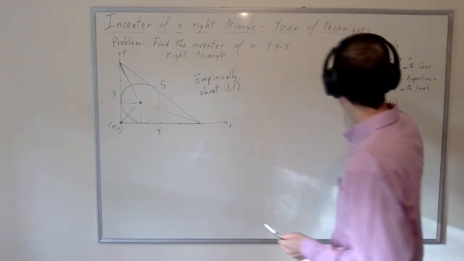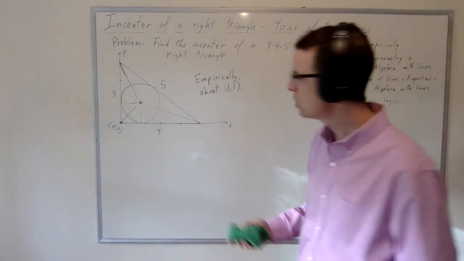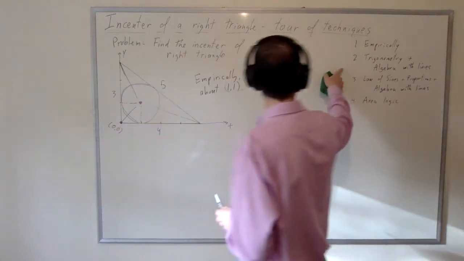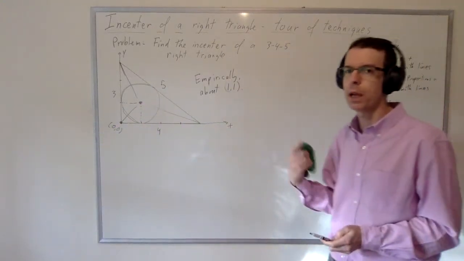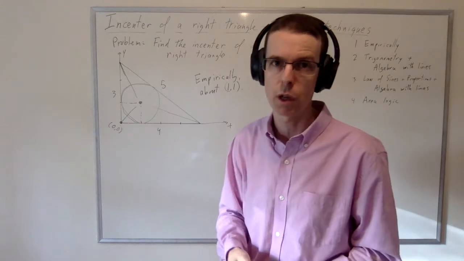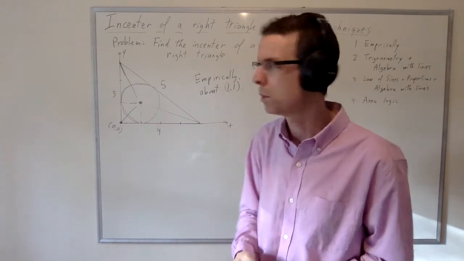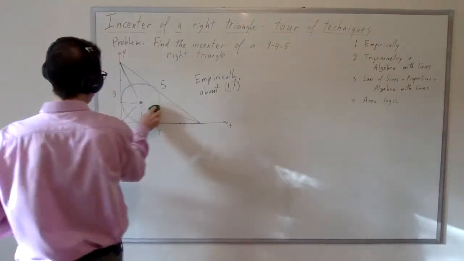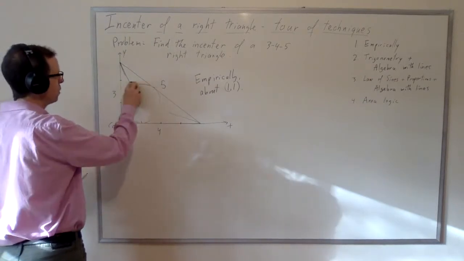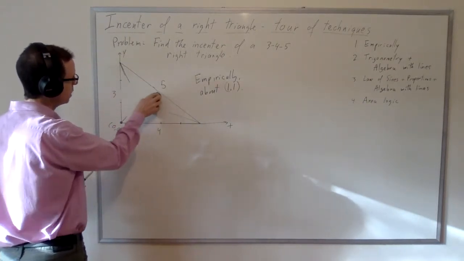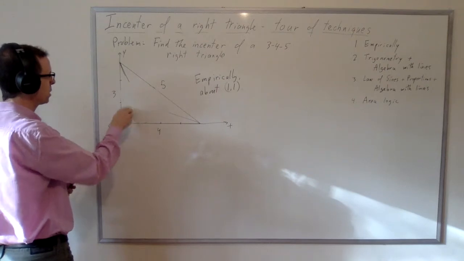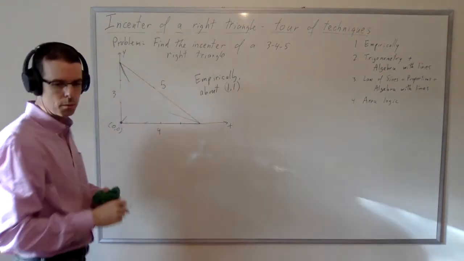So what's our next method? I want to use trigonometry. So the next method is going to use trigonometry, but it's also going to use planar algebraic geometry or analytic geometry because we're going to be writing equations for shapes. So let me explain how that's going to go. Let me remind you, of course, that the incenter is the intersection of the 3 angle bisectors here, which I've suggested by drawing these lines.